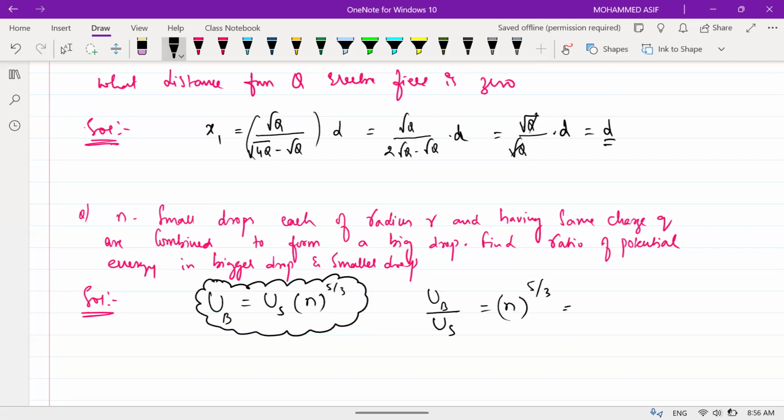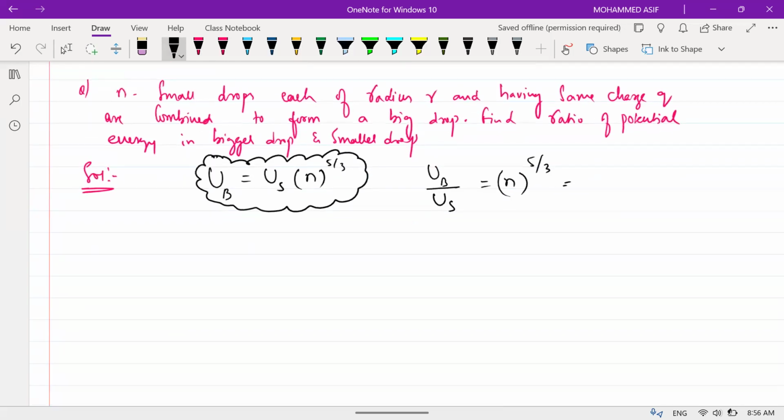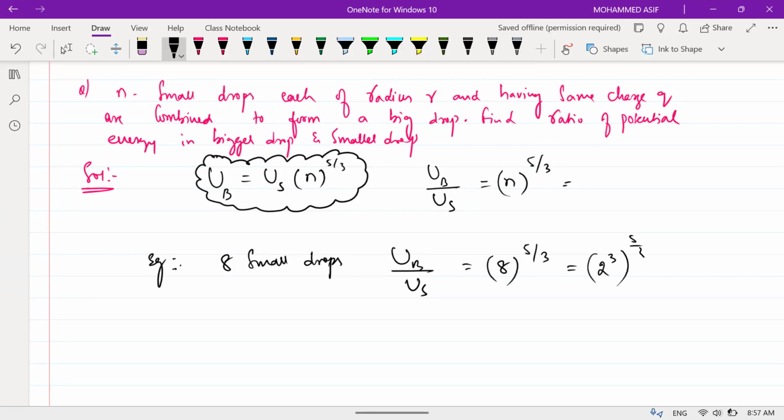How many droplets are we using right now? N droplets. So obviously the answer is n to the power of 5/3. Now, for example, if I give you 8 small droplets, then bigger divided by smaller is 8 to the power of 5/3. That means 8 is 2 to the power 3, to the power of 5/3. This 3 will get cancelled, leaving 2 to the power 5. Power 5 is 32. Are you getting this?